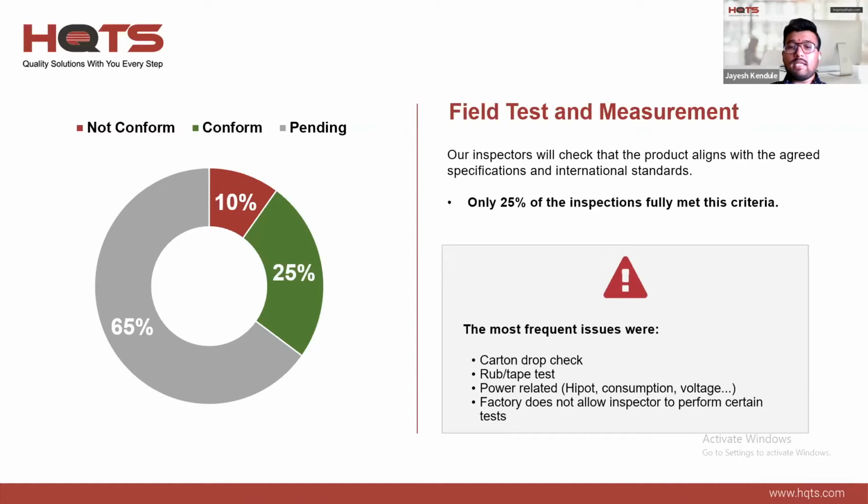65% still have pending issues, like the carton drop check. This is a major check we are doing in the field test at the supplier level, and we are facing major issues because the end supplier is prohibiting the inspector from checking the carton drop test. The rub tape test and the power related tests vary from product to product, like high pot, consumption, voltage. Certain times the customer requires brightness or IP checks or certain kinds of tests. So we verify at the supplier level depending upon the product, and the factory does not allow the inspector to perform certain tests, which is a very common issue.